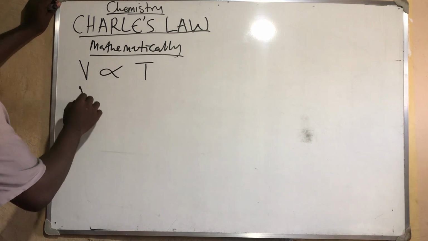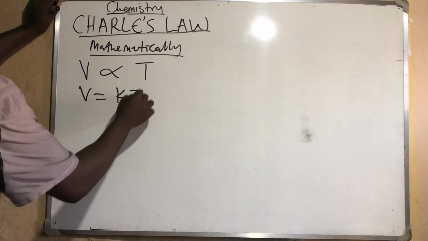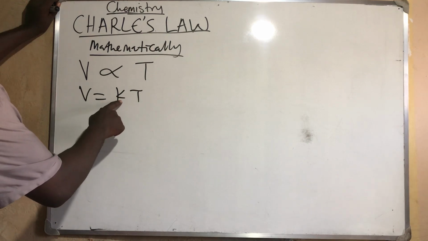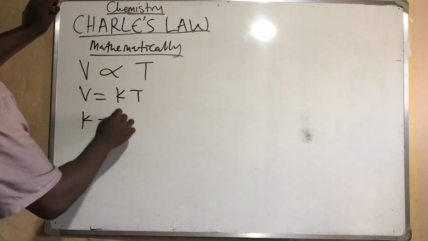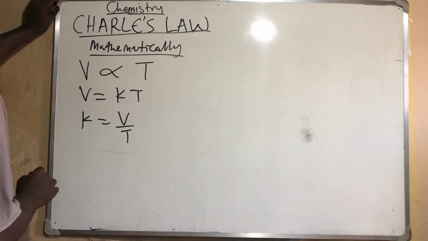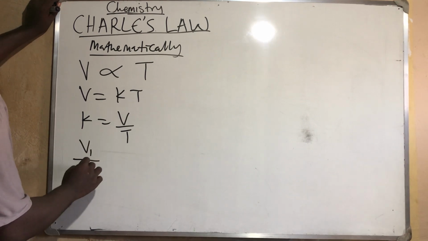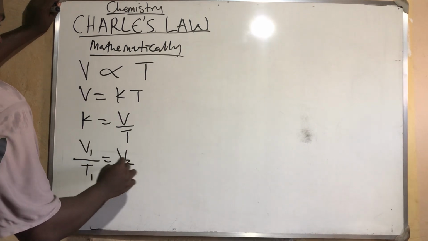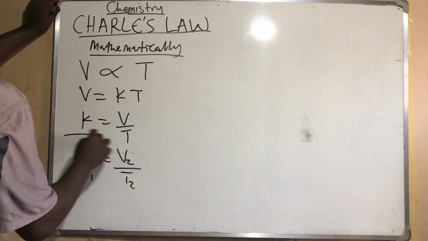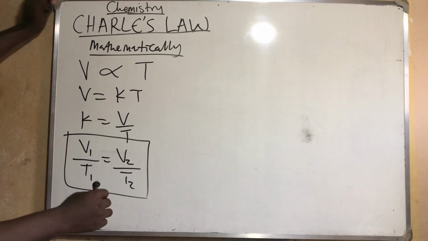So we now have that V is equal to KT. If you make K the subject of the formula, you now see that K is equal to V over T. So you now call it V1 over T1 is equal to V2 over T2. So this is Charles' law.